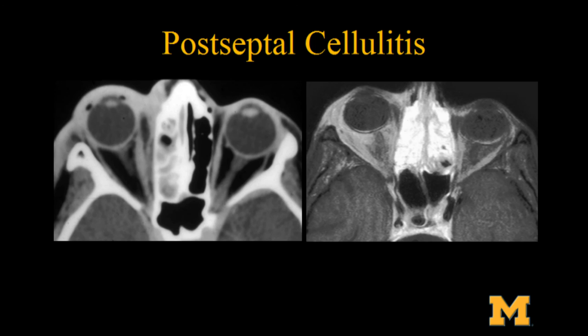This, on the other hand, is a patient with postseptal cellulitis. Now, how do we know it's postseptal? Well, now we're all experts, right? So this is the lacrimal sac. This is the anterior lacrimal crest. Here's the posterior lacrimal crest. And now we can see this abnormality extending deep to the posterior lacrimal crest. So now we can make the diagnosis that this is postseptal cellulitis.